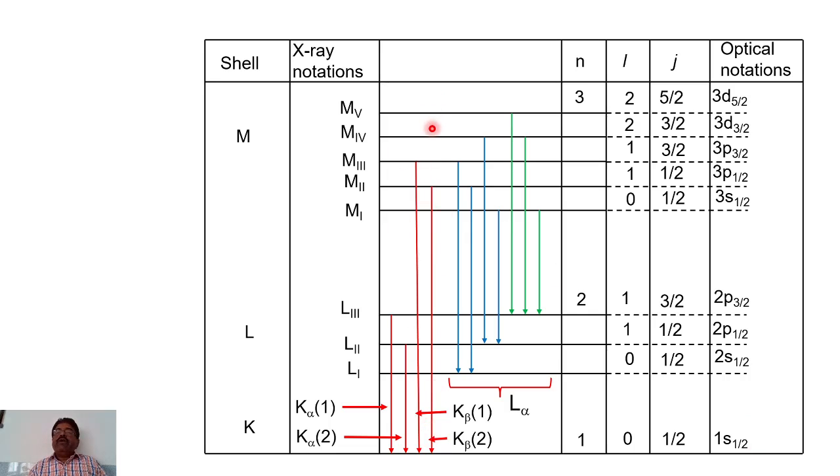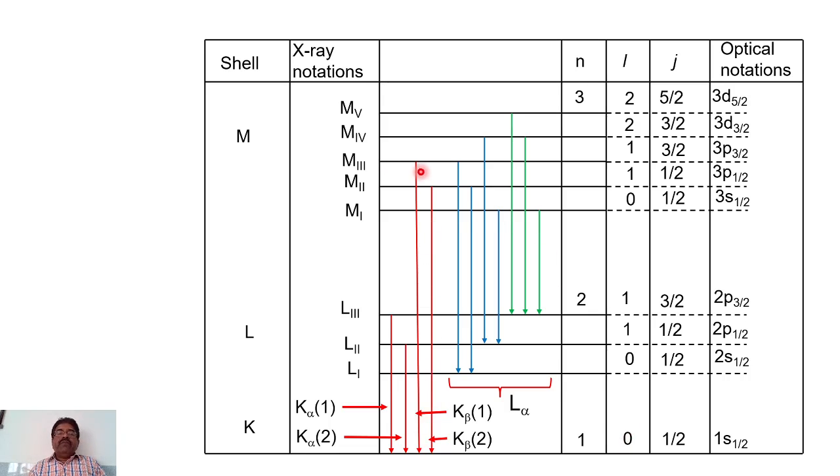Again, M4 and M5 are not allowed because they are D subshells. For D and S, see the L value: for D it is 2 and for S it is 0. So delta L will be 2 minus 0, that is 2. Delta L should be either plus 1 or minus 1, so that is also not allowed. So only these transitions are allowed.